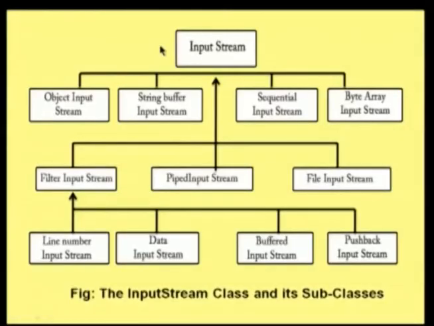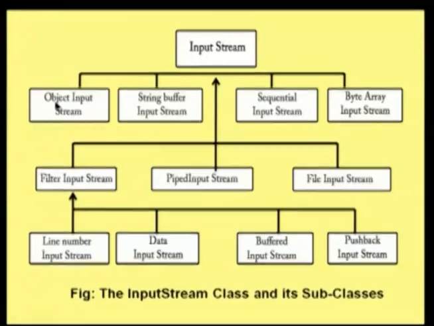So, here you can see we have InputStream. From InputStream we have ObjectInputStream, StringBufferInputStream, SequenceInputStream, ByteArrayInputStream, FilterInputStream, PipedInputStream and FileInputStream. All these are derived classes of InputStream, whereas FilterInputStream is again derived into LineNumberInputStream, DataInputStream, BufferedInputStream and PushbackInputStream. As already stated, we cannot instantiate the InputStream, whereas we can instantiate all the other streams.